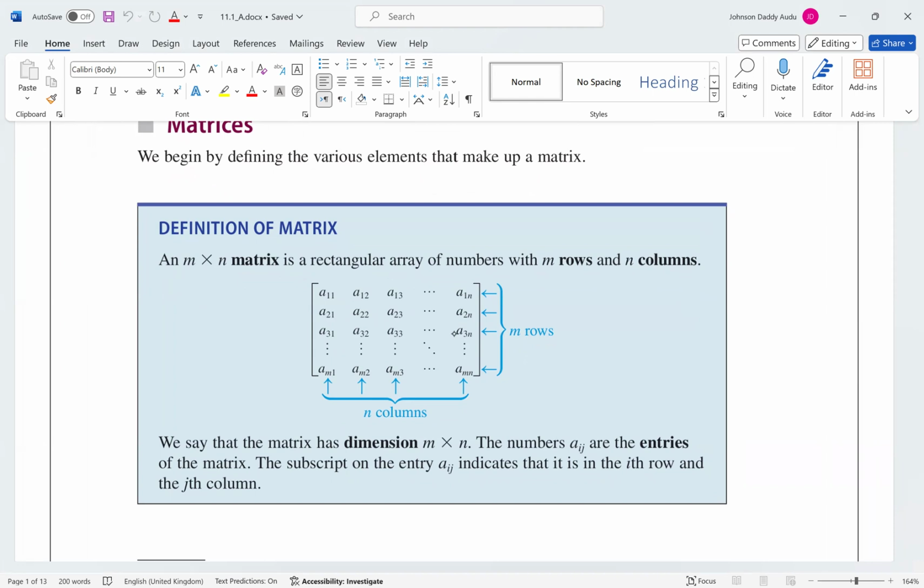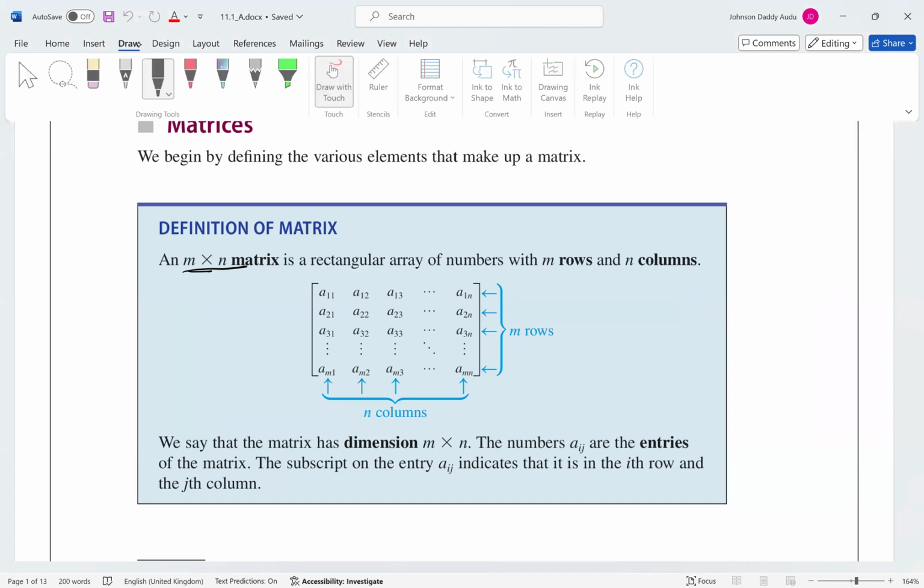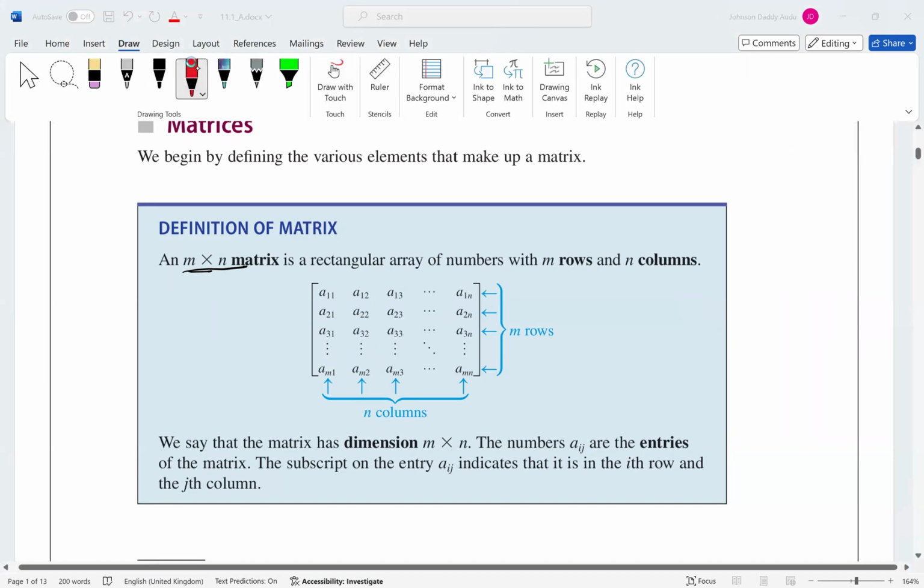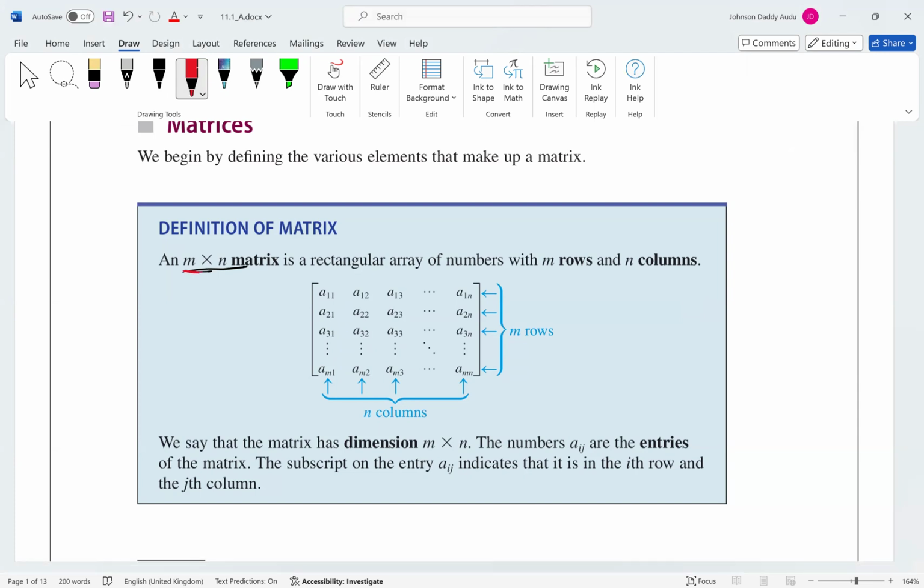So what are matrices? Matrices are just a rectangular array. We say that an m by n matrix is a rectangular array of numbers with m rows and n columns. Here, m means the number of rows and n means the number of columns. This is row 1, this is row 2, and up to row m. So you have m rows.